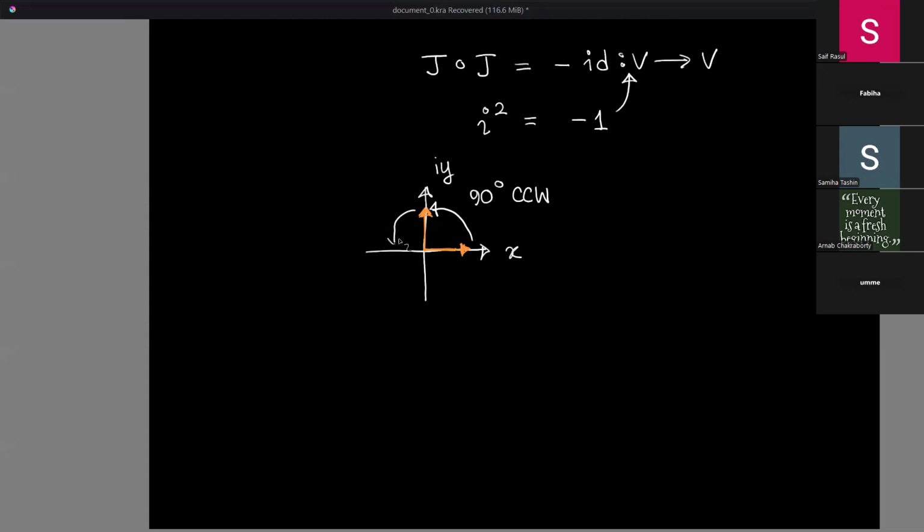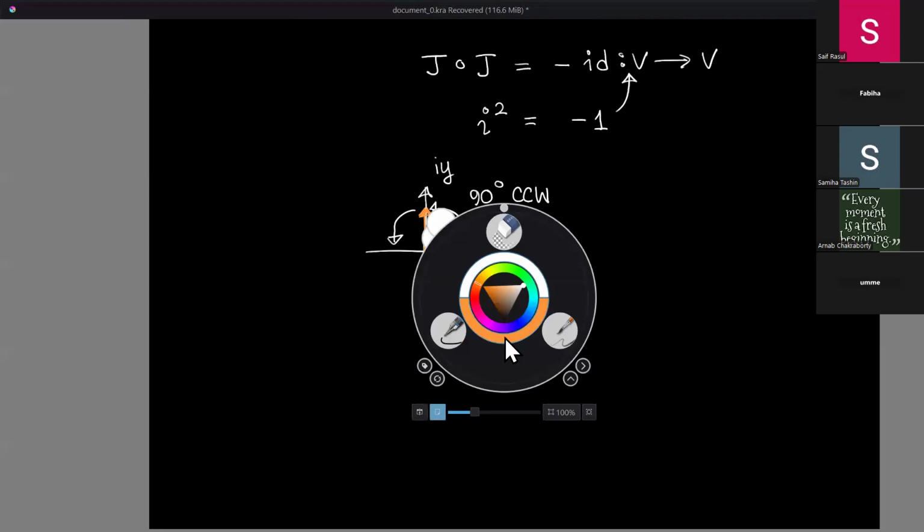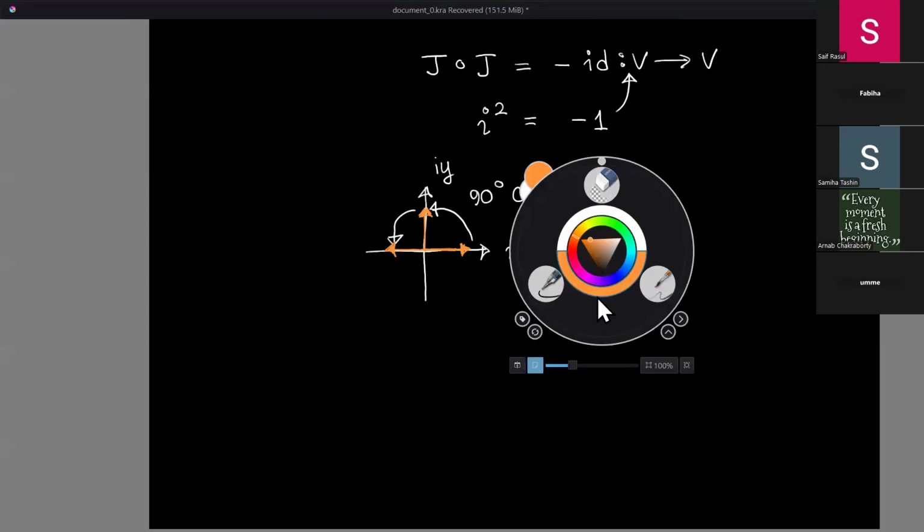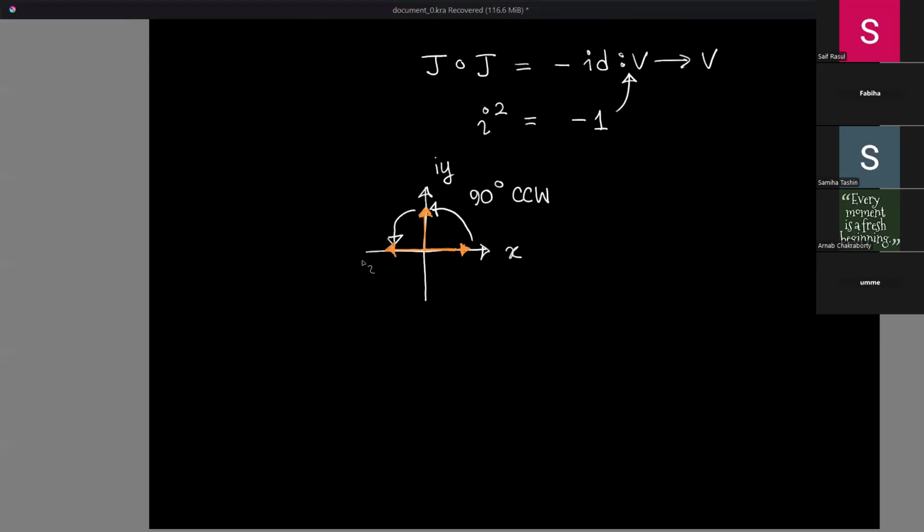And you can keep doing this. You can see that if we take i and multiply by i 2 times, it's the same thing as taking the vector and rotating it 180 degrees. That's the sense in which i squared is equal to -1.